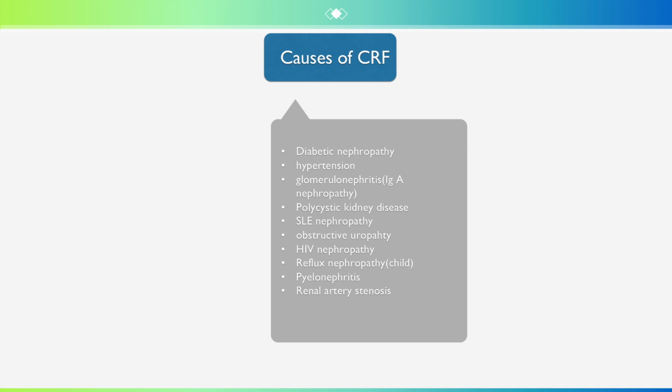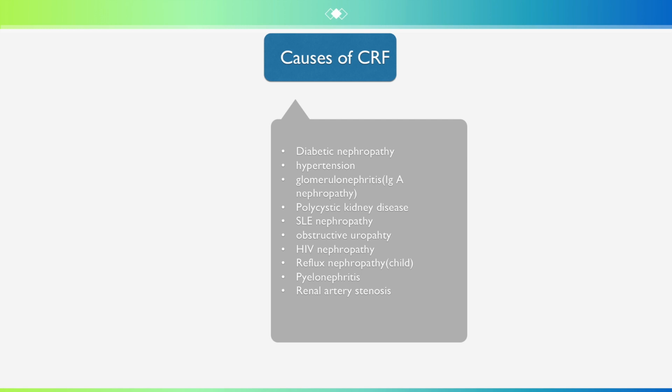So let's look at the 3Cs. Number 1C is the causes of kidney failure. There are reversible causes and irreversible causes of chronic renal failure. We need to know the causes so that we can correct the reversible causes of these conditions. The commonest causes in Malaysia are diabetic nephropathy, hypertensive nephropathy, and glomerulonephritis.